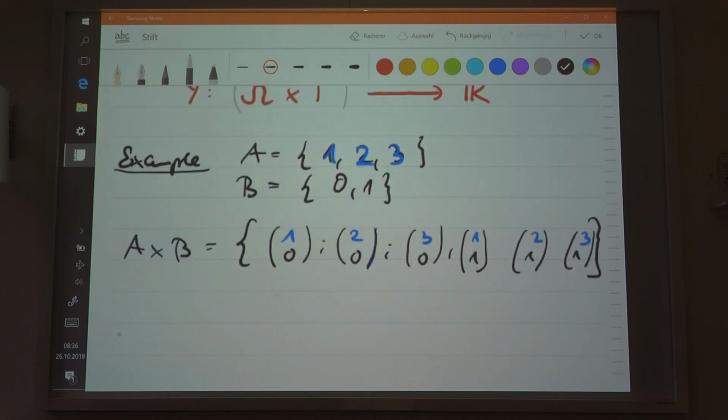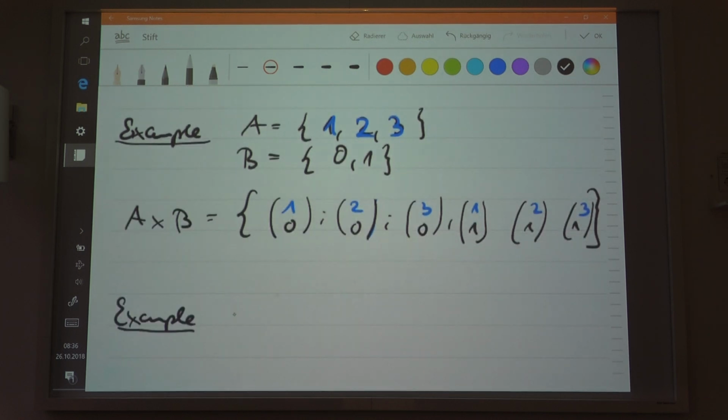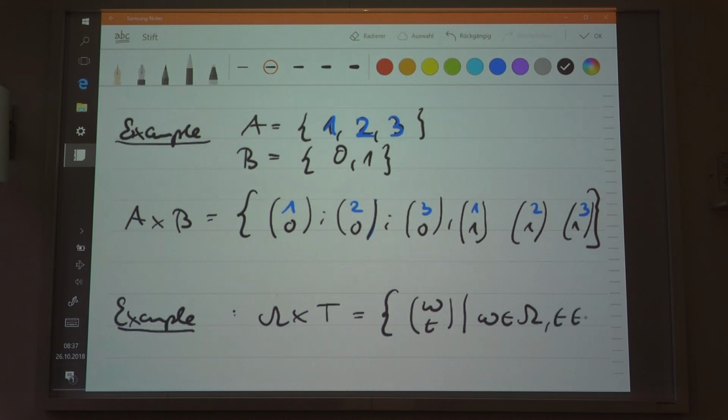Now, if you want to know what the Cartesian product of omega by T is, that is the set of all ordered pairs omega and t, for which the property holds that omega is an element of capital Omega, denoting the sample space, and of course t is an element of capital T, denoting the time. This is what the sample space is.